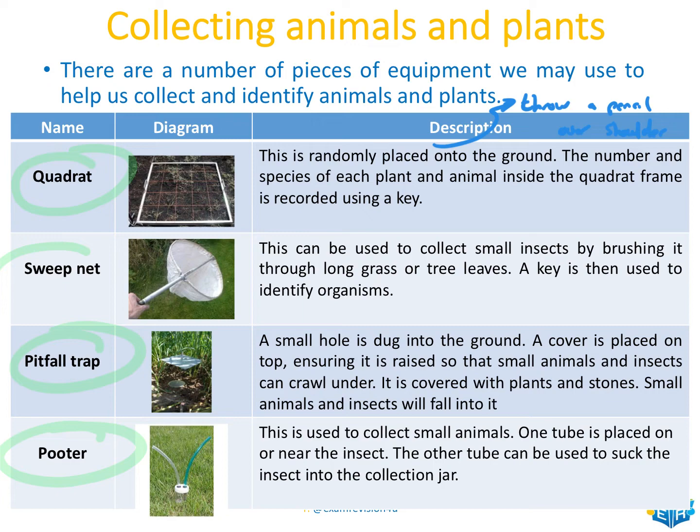A sweep net, this is used to collect small insects. So you will brush the net through long grass or tree leaves. Again, the smaller insects will be picked up, and you can use a key once again to identify whatever organisms are there.